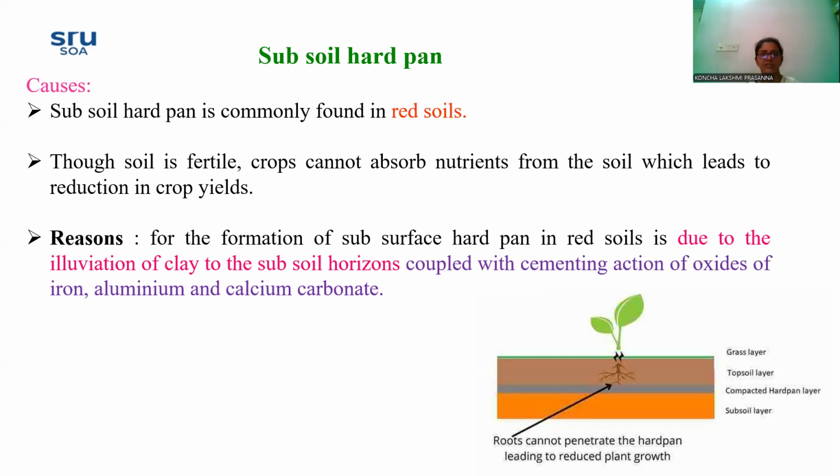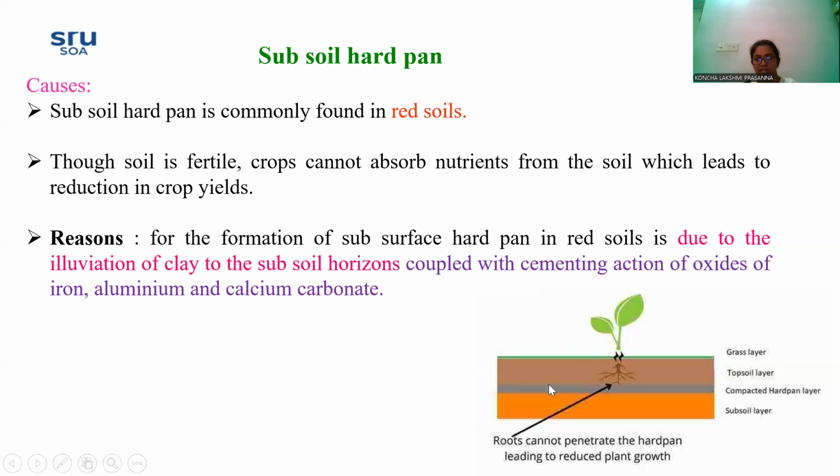The reason behind the formation of subsoil hard pans in red soils is that these soils have characteristics like elevation of clay in the subsoil horizon. Elevation of clay in the subsoil horizon is coupled with the cementing action of oxides of iron, aluminium, and calcium carbonate. All these phenomena take place in red soils. That is why subsoil hard pans are more commonly seen in red soils.